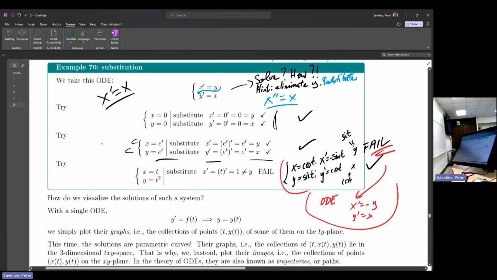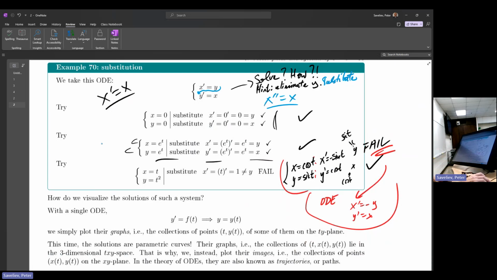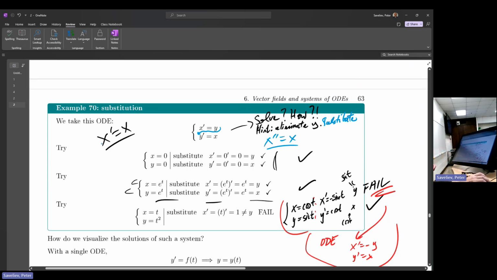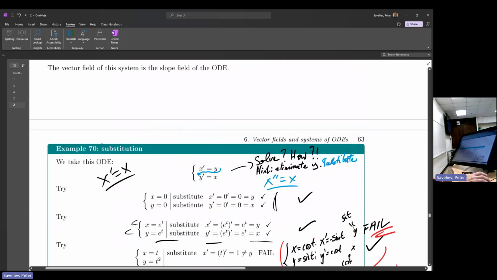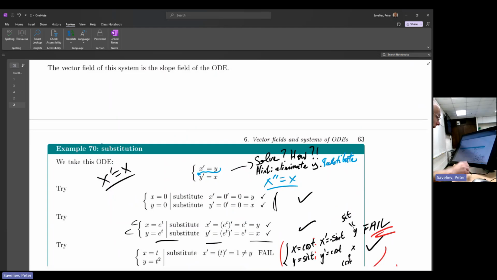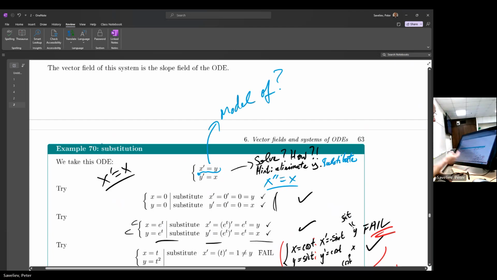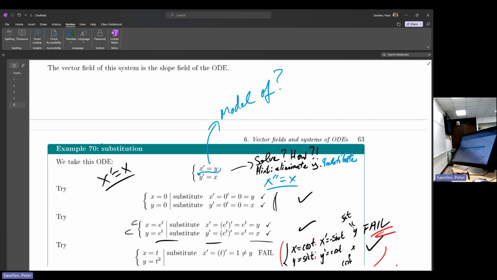So let's once again look at what we looked at last time. x prime is equal to y, y prime is equal to x. This is an example of what? If you were to go backwards, not the substitution, but rather go back to what the model of this is. Remember, what is the model of this system of differential equations? What kind of phenomenon is that?